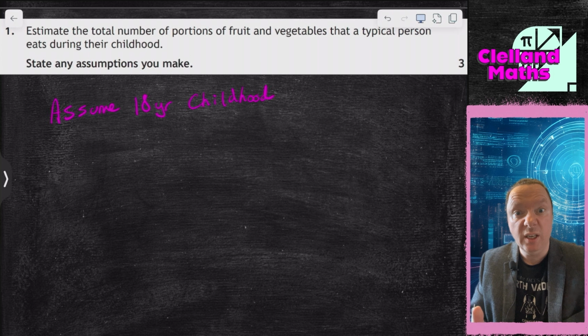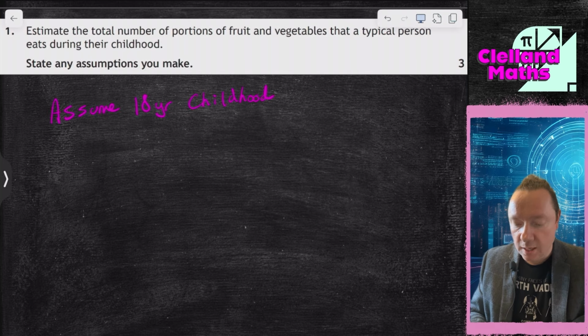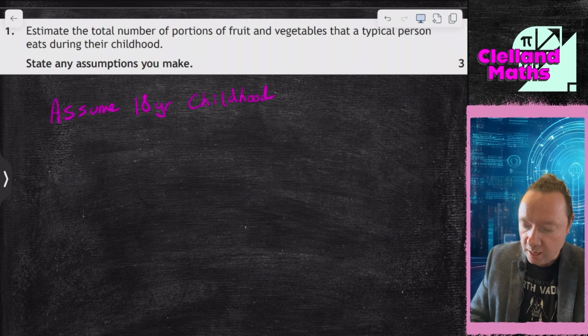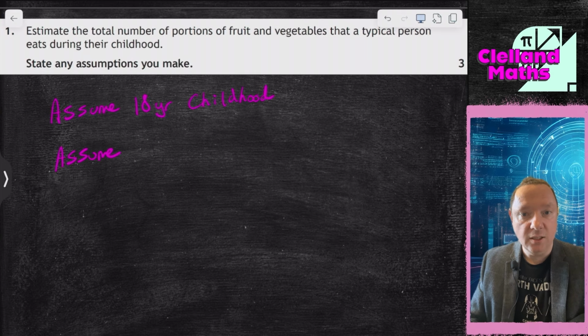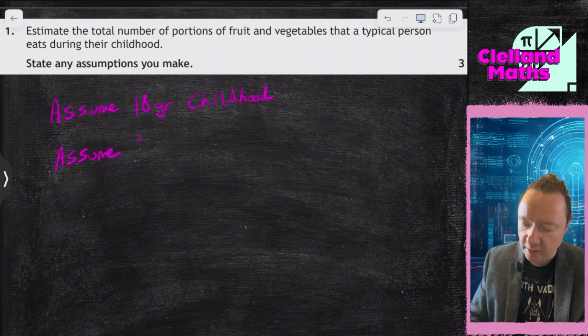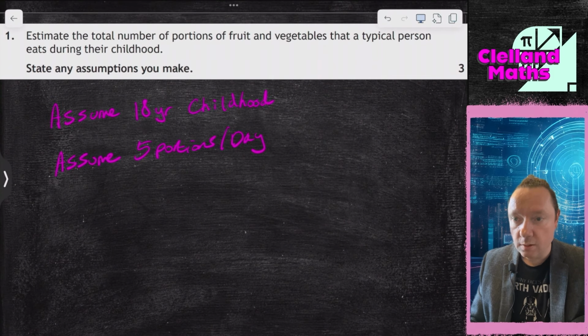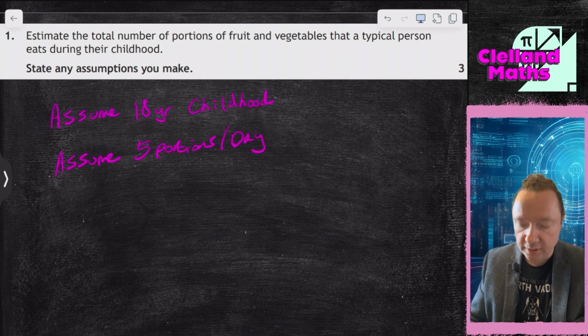If you're assuming 12 years of childhood or whatever, you can never tell till the mark scheme comes out. But it's the method that's important really for this question, because it really is pretty simple after that. Assume how many portions? Well, whatever you think. Standard, I think, in my head is 5, isn't it? So 5 portions per day. And we're going to assume 365 days a year. We're going to skip these leap years.